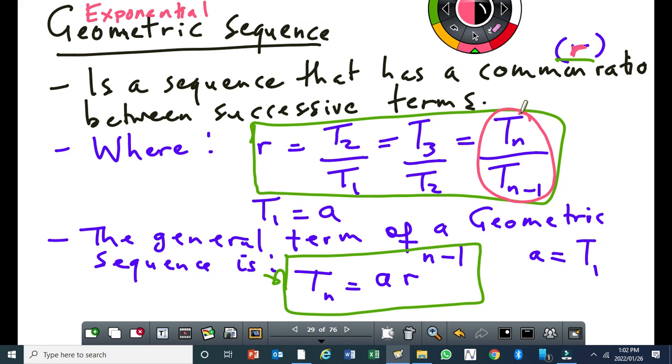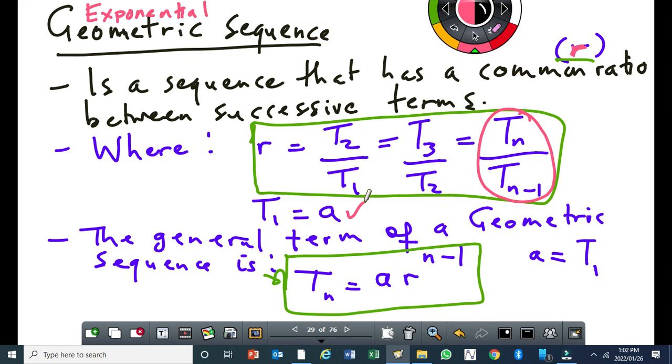Please be aware that the geometric sequence does not have a common difference. It has a common ratio, which means multiplication is involved. And our T1 is equal to A, like in the case of the arithmetic sequence. That's one of the similarities between the arithmetic and the geometric: T1 is also equal to A.